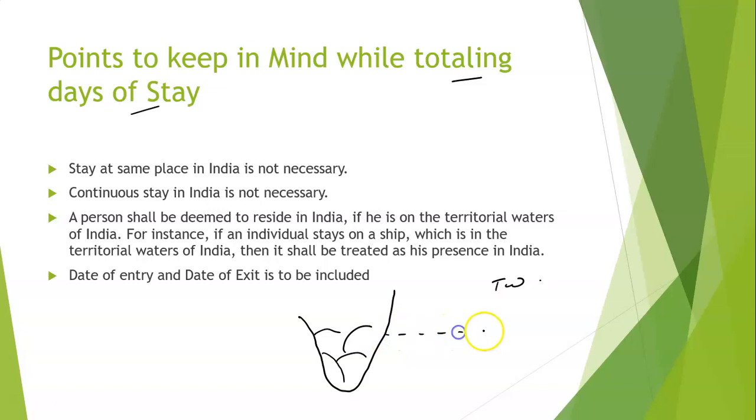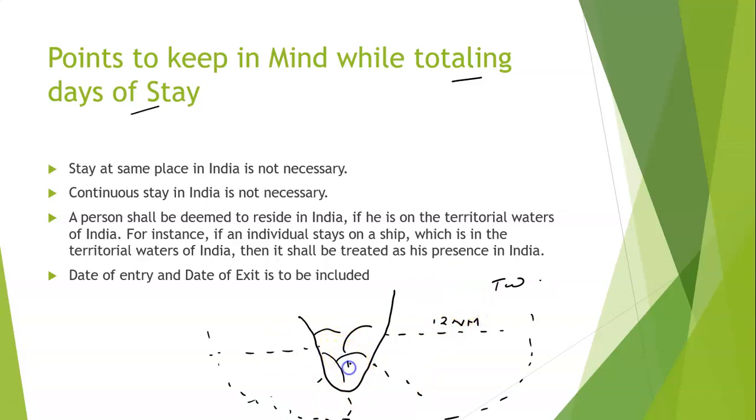Territorial waters. And by territorial waters, what it means is 12 nautical miles from the last point of landmass towards the water body. So take 12 nautical miles from each point, and this area is called the territorial waters. And if an assessee spends a day or spends any amount of days in this area of territorial waters, it will be regarded as his stay in India.